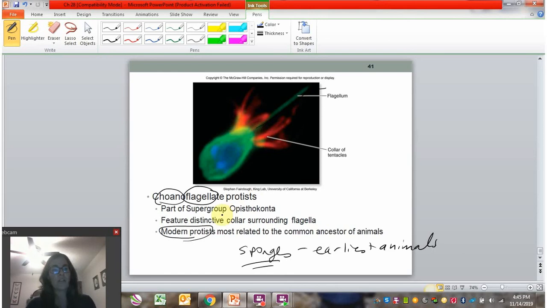So we're going to talk a lot more about supergroup Opisthokonta when we talk about animals and fungi. And this is just a brief introduction to the choanoflagellates in particular, our closest relatives to animals.